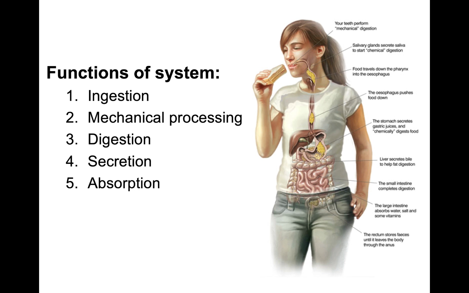So the reason your stool is brown and green is because of the pigments that come from your red blood cells. When your red blood cells are at the end of their life, they're broken down by your liver and spleen, and that gets dumped into your small intestine, and it gives color to your stool.